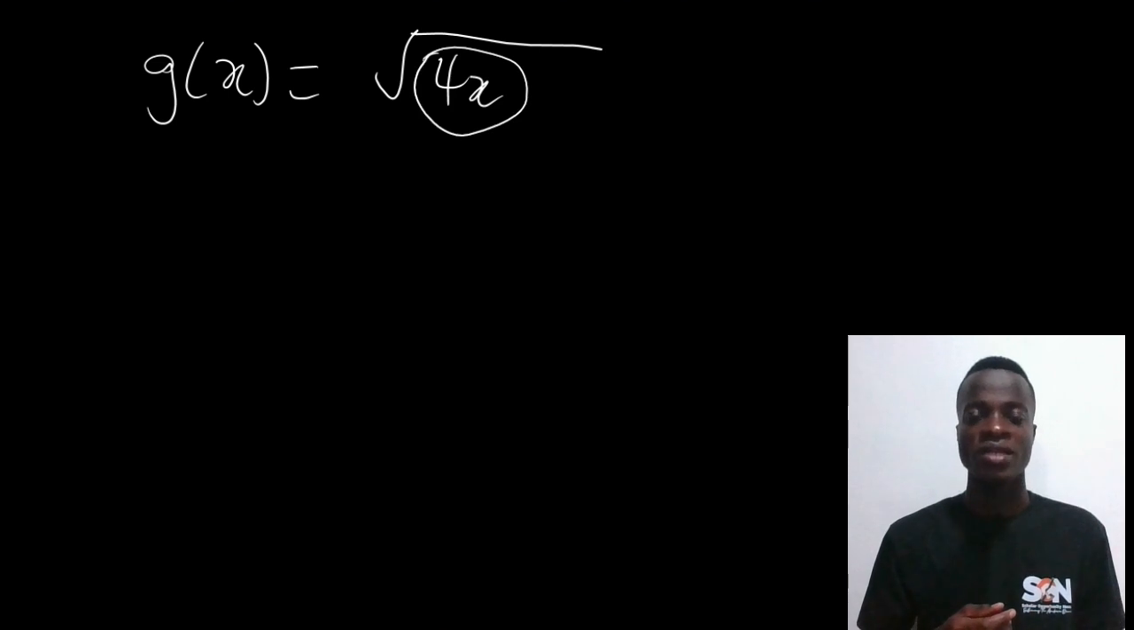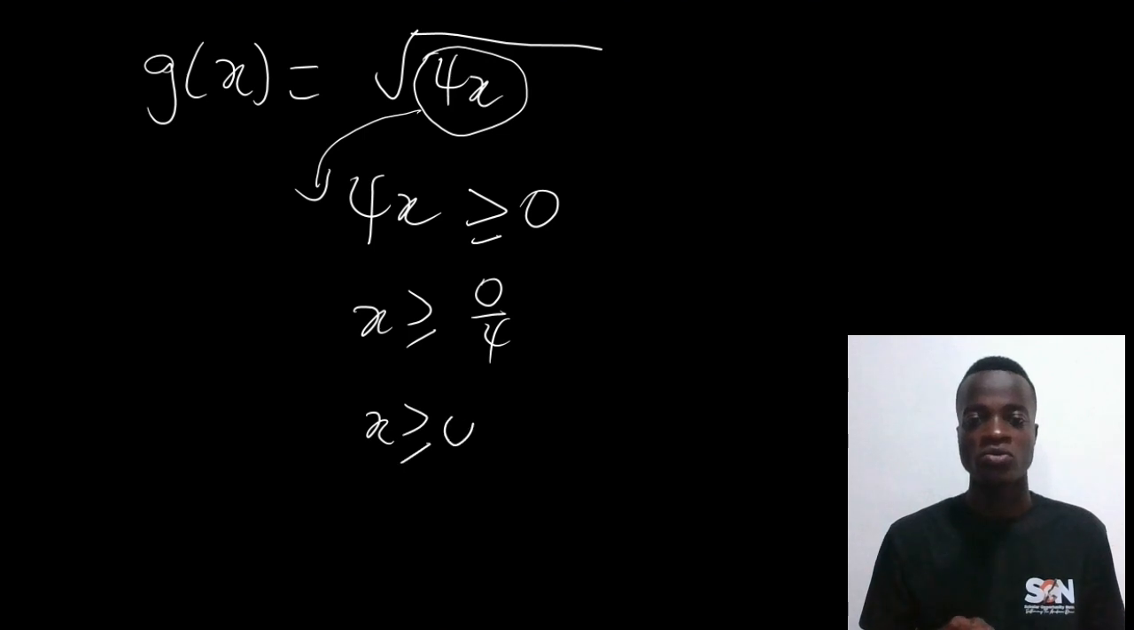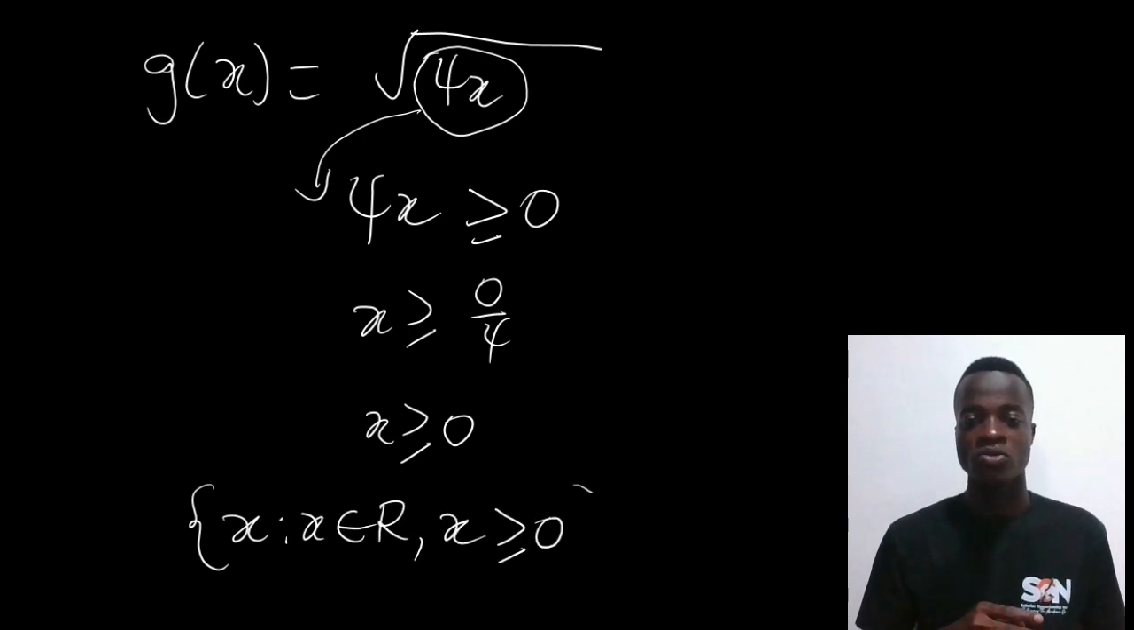Whatever is under the square root should be greater than or equal to 0. So 4x should be greater than or equal to 0. Then you just divide through by 4 and you have x greater than or equal to 0 over 4, and so x is greater than or equal to 0. Therefore, our domain will be x such that x is a member of all real numbers, where x is greater than or equal to 0. Basically, this is what we have for these particular radical functions.